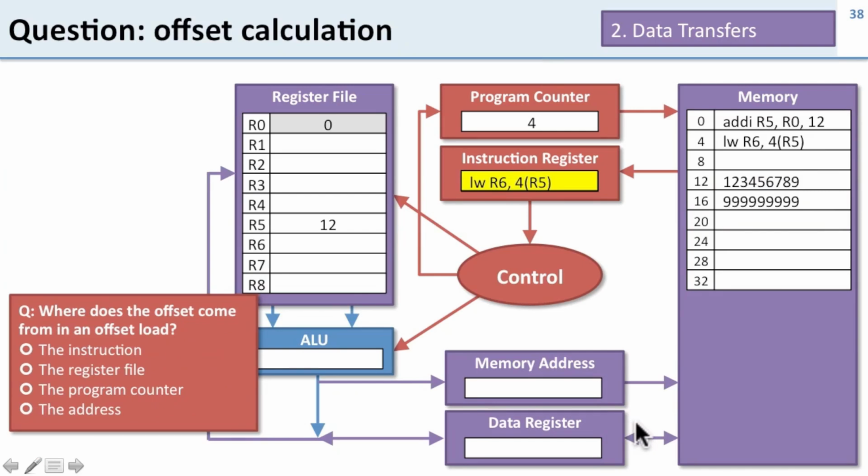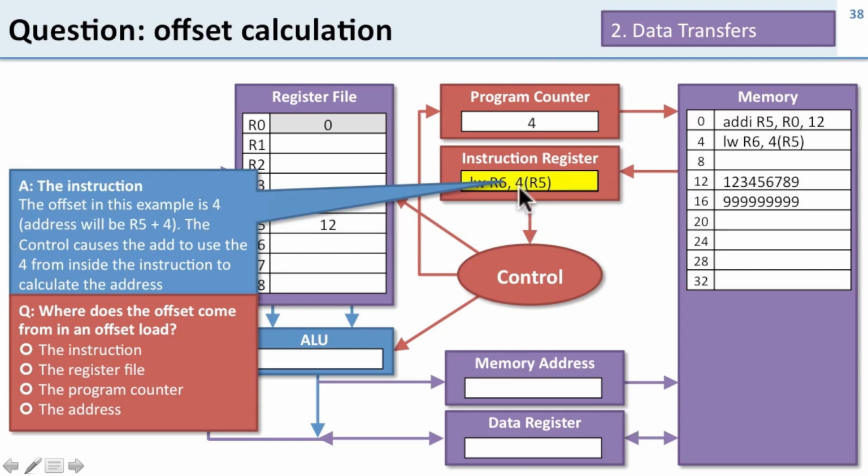Here's another question. Where does the offset come from when we have an offset load? Well, in this case, the offset comes from inside the instruction. This is an immediate instruction because it has this immediate value inside the instruction. And when we processed it, we saw that we were doing an add in the ALU, and the control told the register file where to get the data from. Part of it came from register 5, and part of it came from right here in the instruction, that value 4. And we used that to calculate the memory address for the operation.